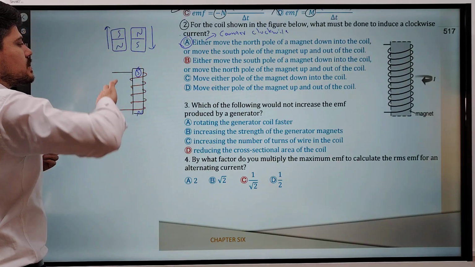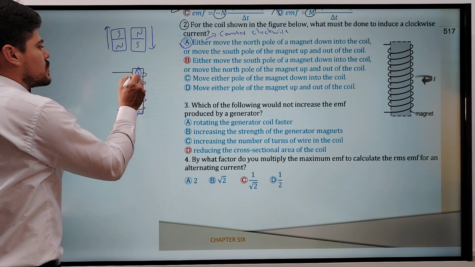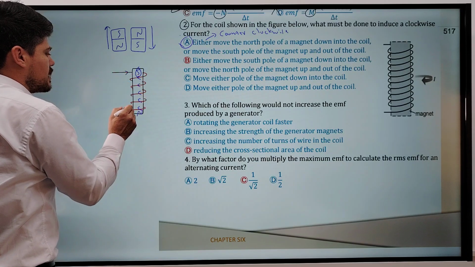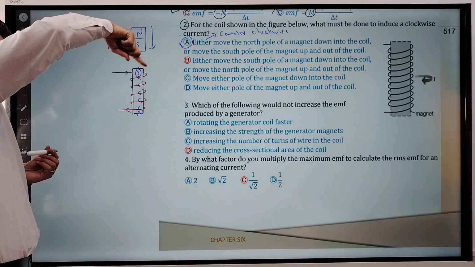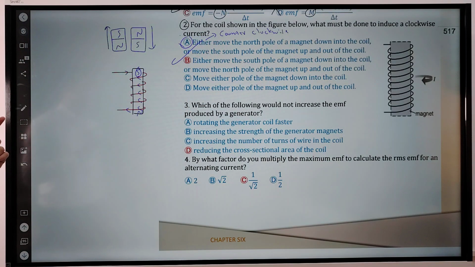When this end is south, by using the right hand rule, this end becomes north. Okay, so that is why the direction of the current becomes like that. So this is a clockwise induced current. So that is why B is correct. Okay.